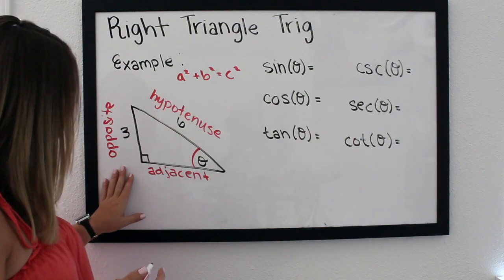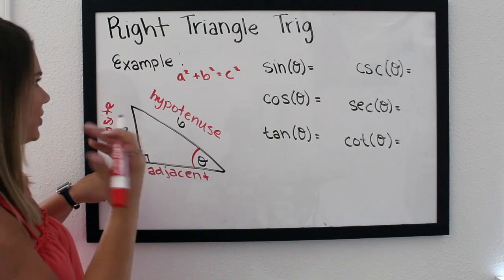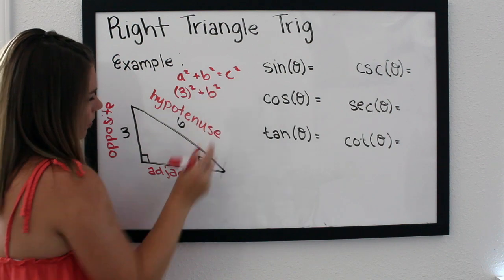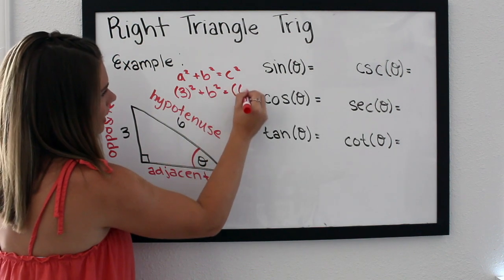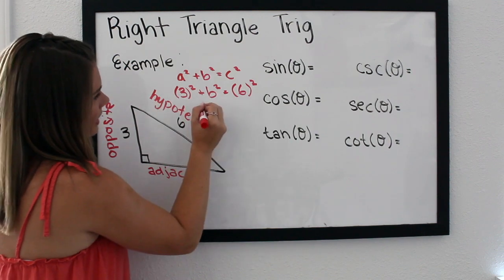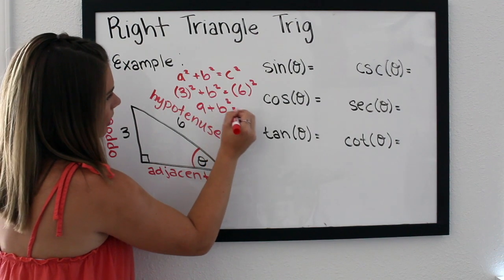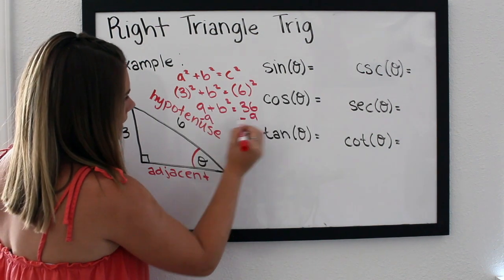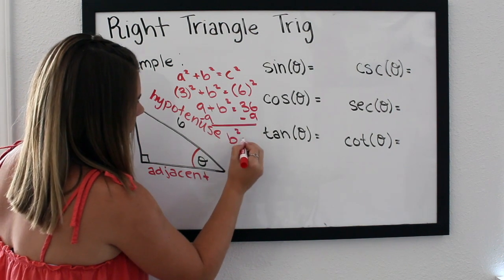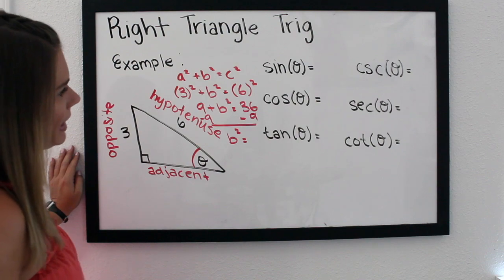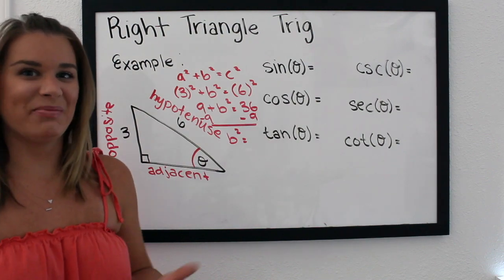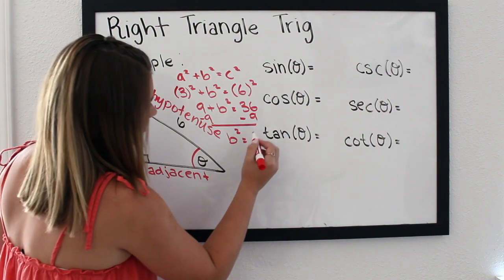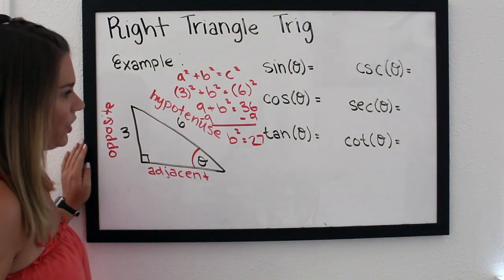So our a, it doesn't matter which leg you choose. I'll just say my a is 3, so I'm going to plug that in. So 3 squared plus b squared, I don't know this other leg, equals 6 squared. 3 squared is 9, plus b squared equals 36. I'm going to subtract 9 from both sides. b squared equals, let's see, 36 minus 9, I like to do minus 10 plus 1. Minus 10 is 26, plus 1 is 27. So b squared equals 27.